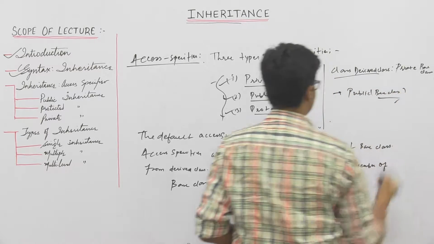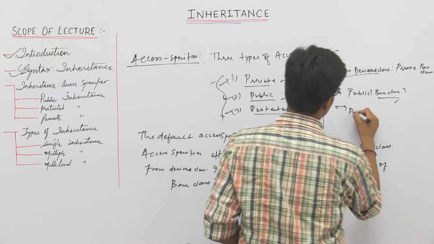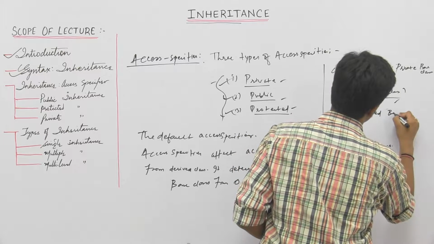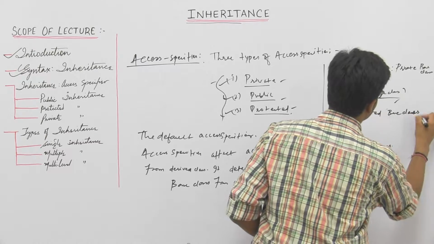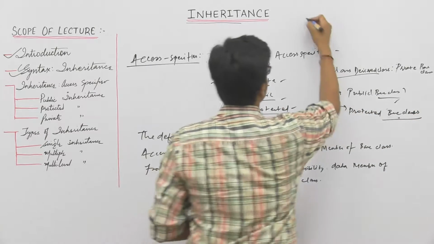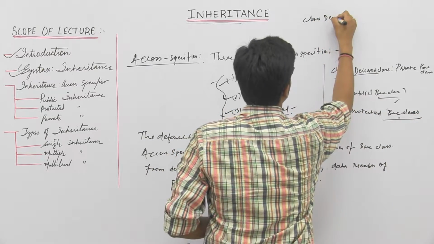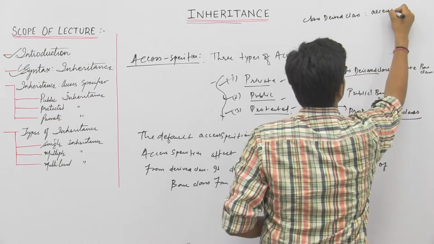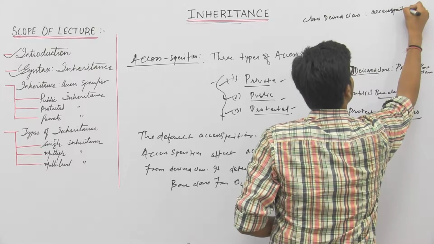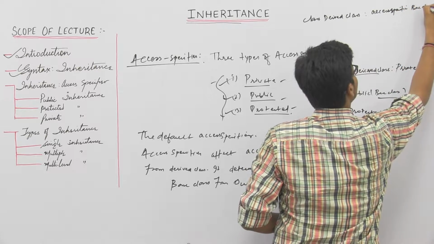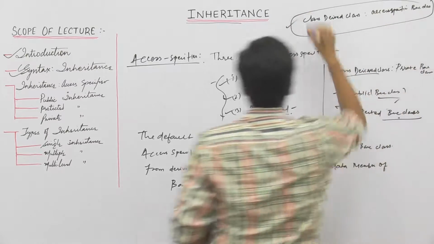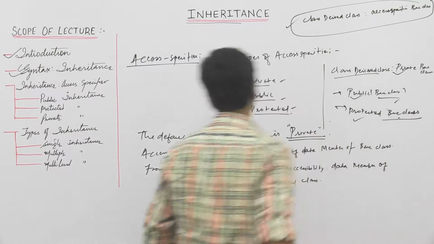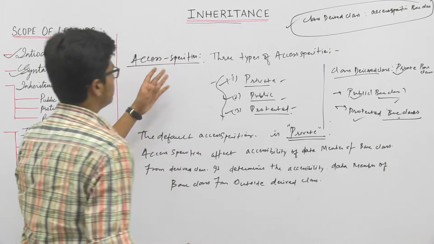What is the base class? That depends upon the situation. Also in protected mode, if you want protected, then you write protected base class. So the common syntax is derived class, then access specifier, then base class. This is the common syntax for inheritance, and we use it for public, private and protected. So access specifiers are of three types.